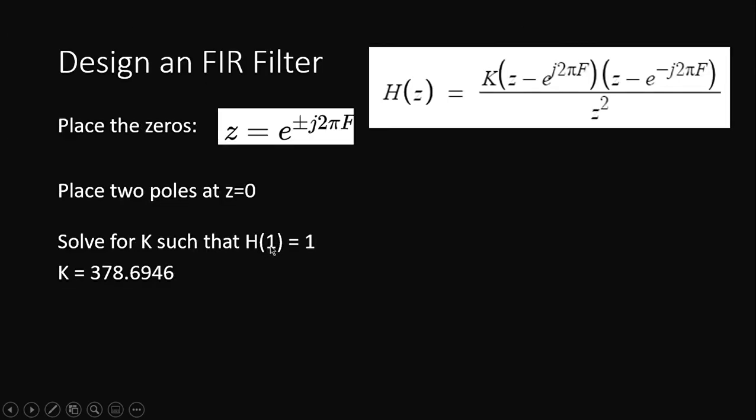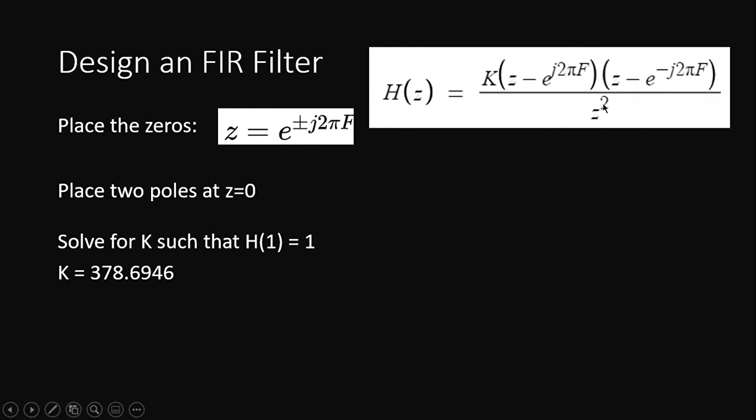To get a better understanding of this, we can start by designing an FIR filter, or a finite impulse response filter, where we would place the zeros at z equals e to the power of plus or minus j2 pi f, where f is the frequency I just mentioned in the previous slide that we want to get rid of. So we can create a transfer function that looks like this, and in order to make an FIR filter with 2 zeros, we need 2 poles at z equals 0, or the origin of the z-plane. So in order to achieve that, we'll divide by z squared in our transfer function.